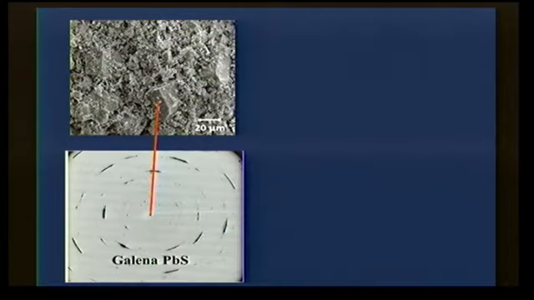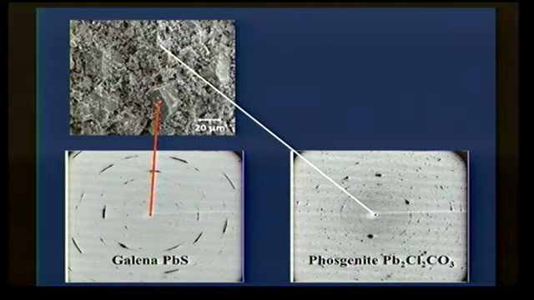So this is a zoom, a microscopic view of the powder itself. If we shoot the beam here, we get this sort of diffraction pattern, and from this we are able to identify the phase. We say, okay, this is lead sulfide, which is galena. If now we shoot the beam at a different position, same sample, we have a completely different pattern. And we can identify here the material, the powder itself, it's phosgenite. So we can identify the phases using this technique in a very efficient way.